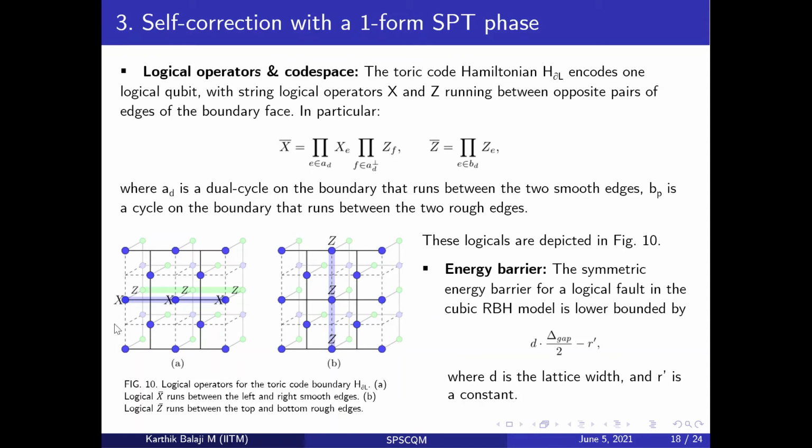Over here we can see the X running between the left and right smooth edges and Z running between the top and bottom rough edges. Now let's look at the energy barrier.